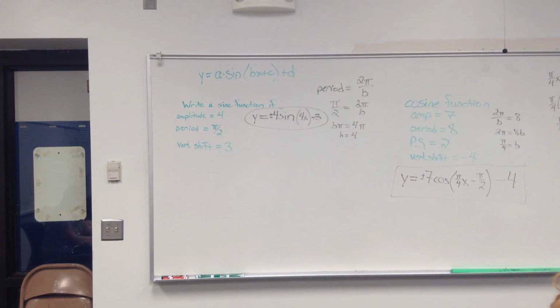Page 374, 37 to 53 odd. Wait, what was the page number? Page 374, 37 to 53 odd. And page 384, 21 to 33 odd. Page 384, 21 to 33 is the top. And all those are writing equations.